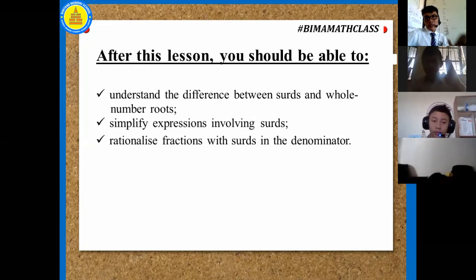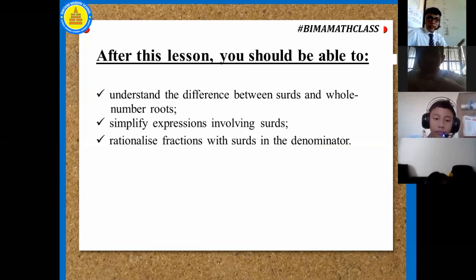Number one, understand the difference between surds and whole number roots. Ya, jadi udah tahu ya apa bedanya surds and whole number roots? Like, what is the difference between the square root of 4 and the square root of 2? Square root of 4, that is a whole number root. Itu bukan surds, tapi itu whole number roots. But surds, you know the definition. And number two, you know how to simplify expressions involving surds. Nah, nanti ada ekspresi matematika atau persamaan matematika yang mengandung surds. And now the question is, can you simplify that? Okay, after the class, I hope you have that skill, that ability.